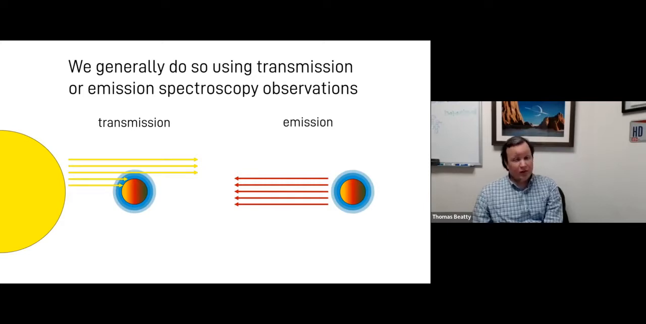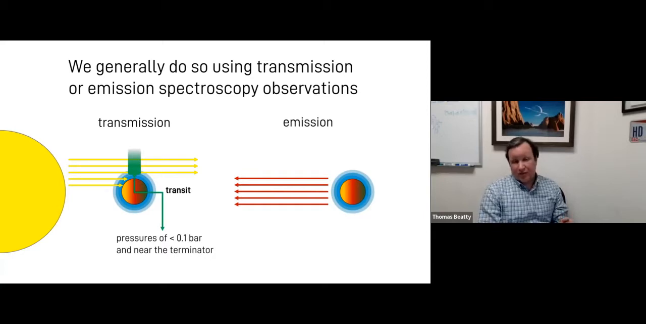The way that we do this is generally using transmission or emission spectroscopy observations. So for transmission observations, diagrammatically shown on the left, the planet is transiting in front of the star. The starlight is passing through the upper edges of the atmosphere and spectroscopically imprinting on that starlight. Emission observations, usually in secondary eclipse, we're actually seeing light coming off the planet directly.